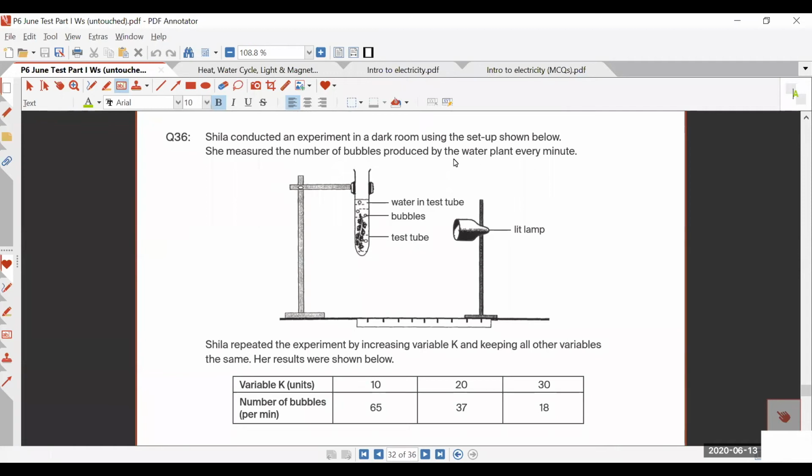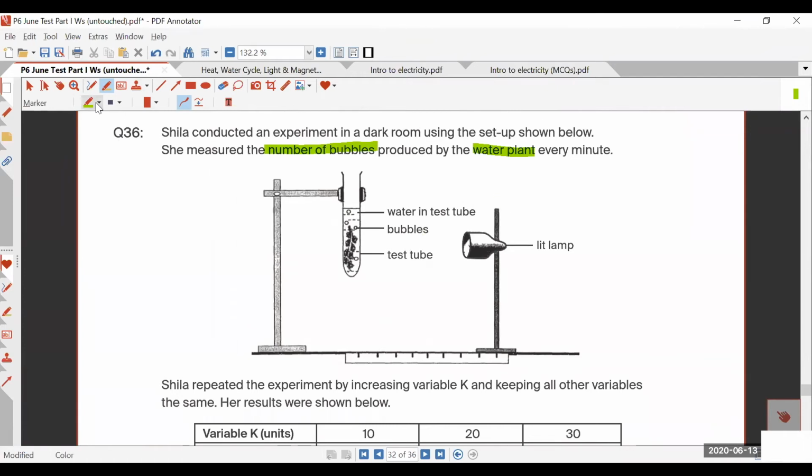Sheila conducted an experiment in a dark room and everything. So here we got a water plant, and then we got bubbles produced every minute. Okay, so here again, when you look at a question, the first thing you must identify is what? The topic. The topic in this question will be the rate of photosynthesis.